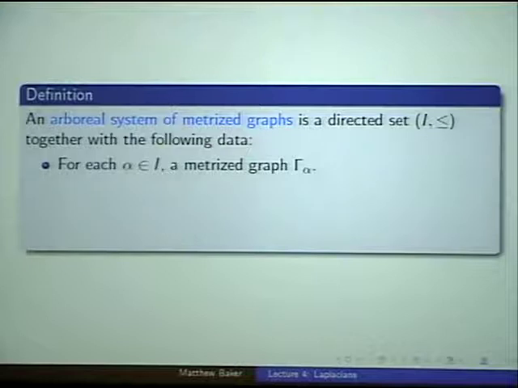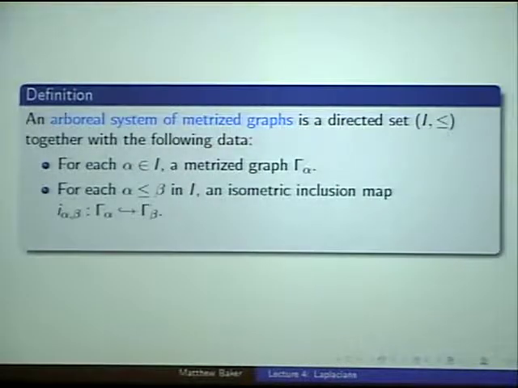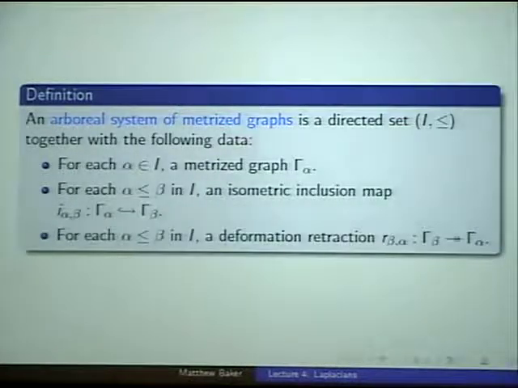So for each element of my directed set, I give you a graph. And whenever I have alpha less than or equal to beta, I should have an inclusion map of gamma alpha into gamma beta. And I should also have a deformation retraction from gamma beta onto gamma alpha. So you just think of this system of graphs, where the gamma alphas are contained in the gamma betas when beta is greater than or equal to alpha, but there's also a retraction map going the other direction.